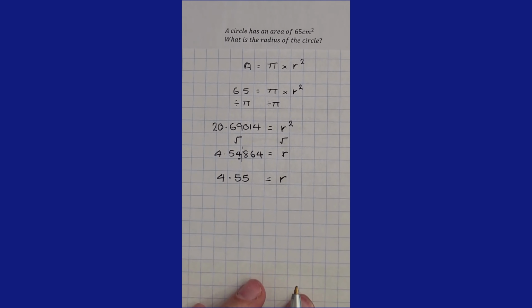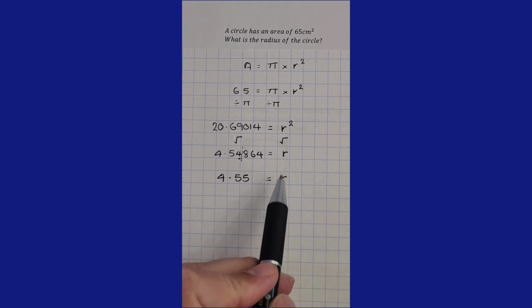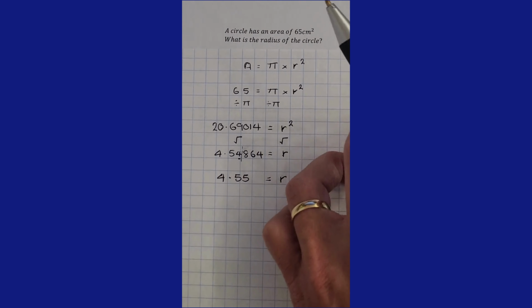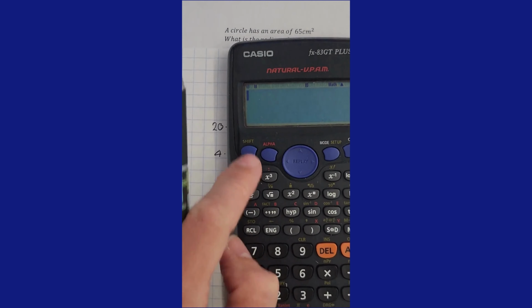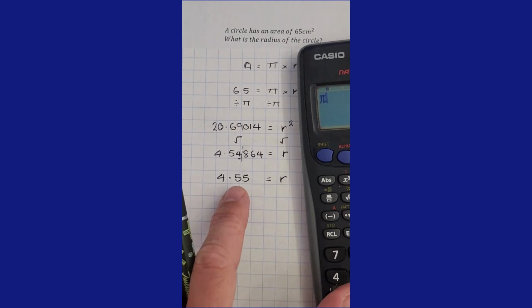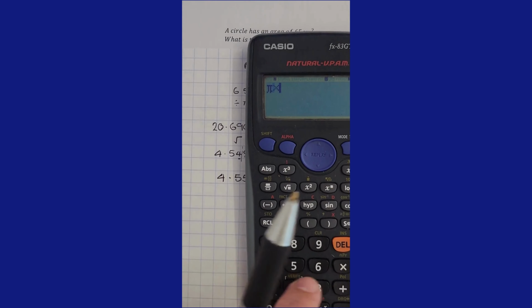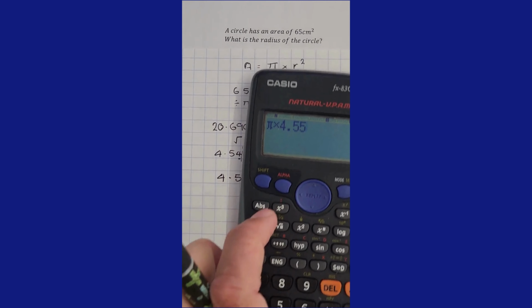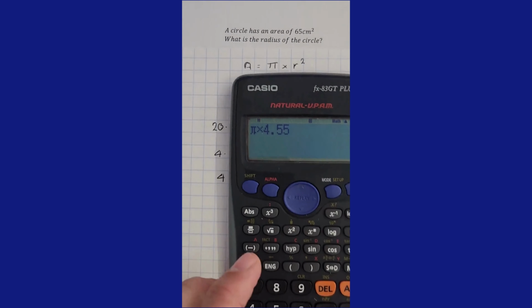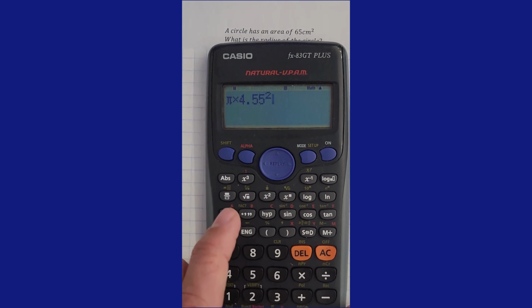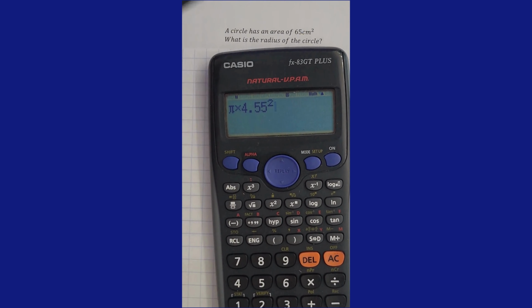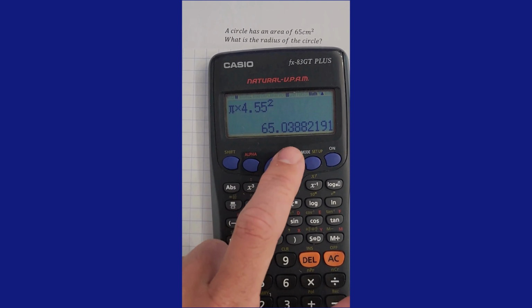to be my radius. Now, if you ever need to check to make sure you've done the right process, we could always pop this back into that formula. So by that, I mean, I've got pi. I've said that I think the radius should be 4.55. So if I times that by 4.55, and remember we need to square that. So if I square that, I'm hoping I get an area of 65.